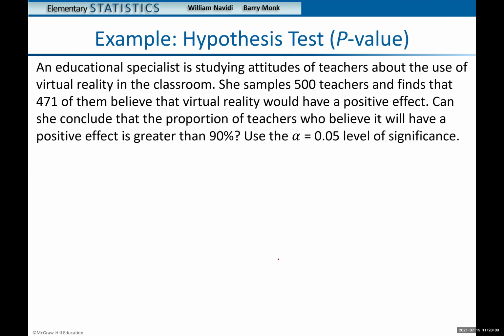All right, so here is the simplified question of that problem. Can she conclude that the proportion is greater than 90%? That is already given. This is a proportion problem, and the given alpha is 0.05. Okay, let's start. What's step 1?